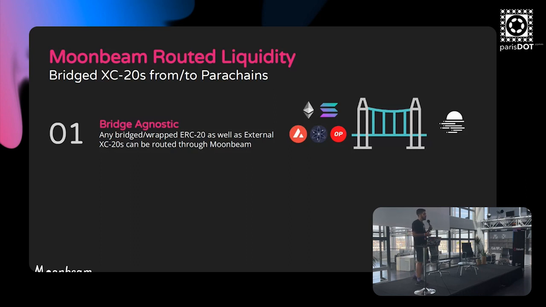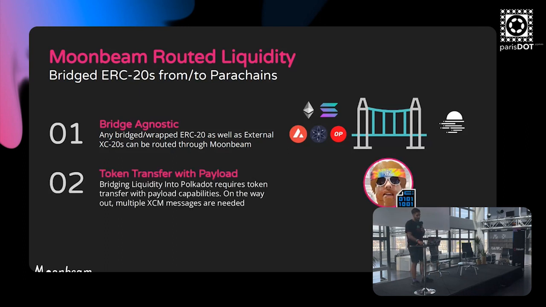Another cool use case is that, for example, the Manta team wants to bring their token to Ethereum for whatever purpose they would like to do that. And they can do that as well with Moonbeam routed liquidity. So Moonbeam routed liquidity is bridge agnostic. It doesn't necessarily mean that any bridge can actually adapt to Moonbeam routed liquidity, which unlocks a lot of possible blockchains. The only thing that the bridge needs to do is a transfer token with payload, okay?